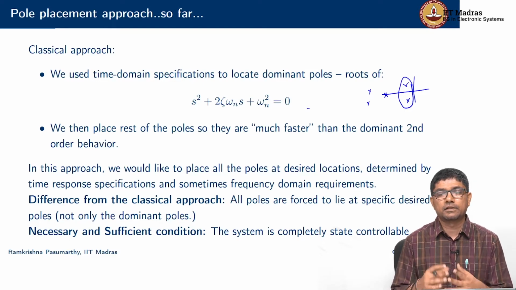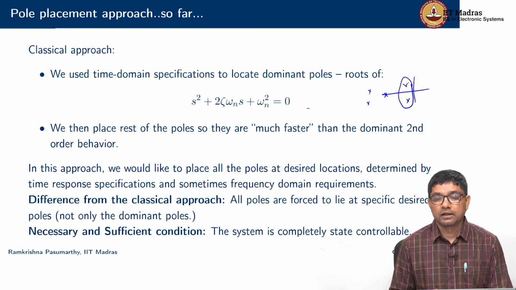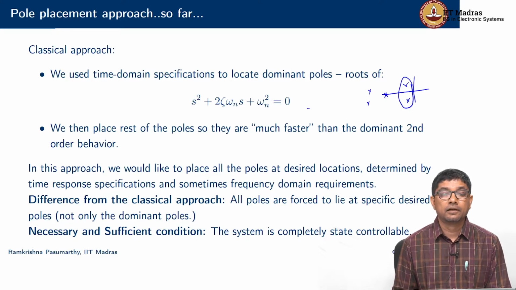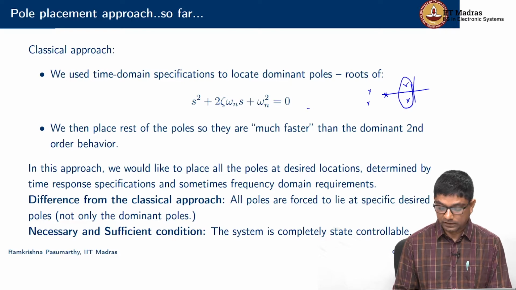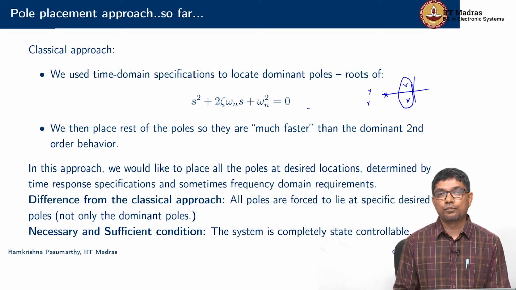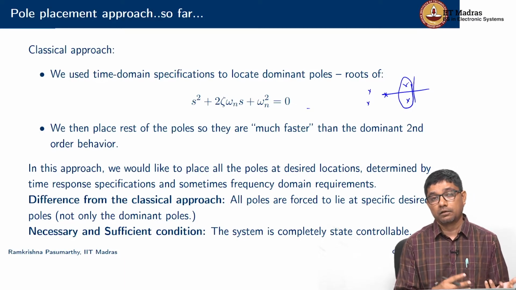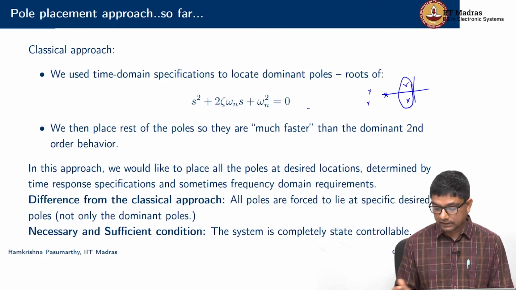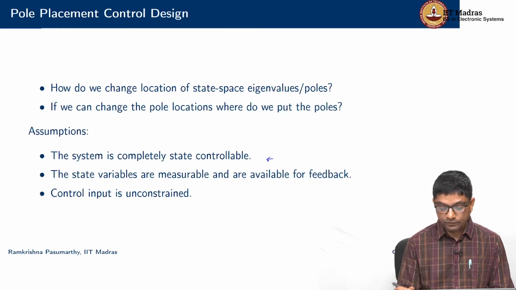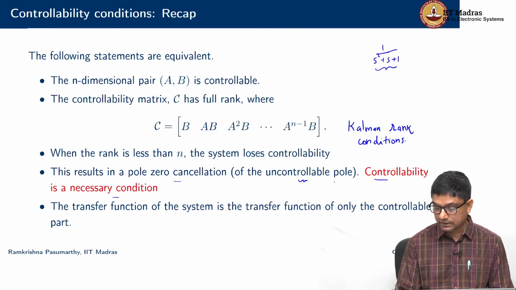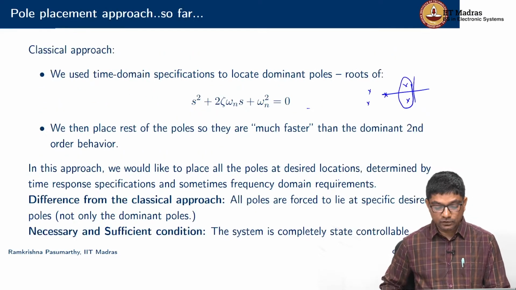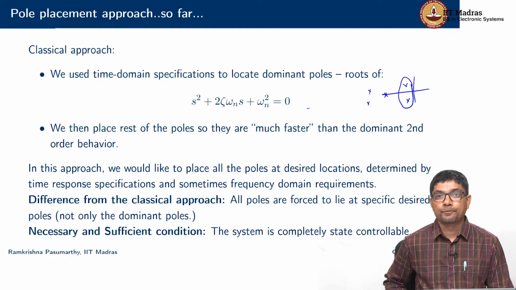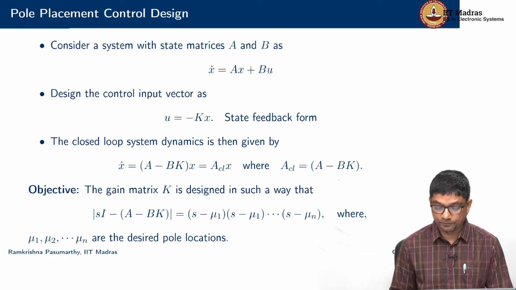So, we see how it is very straightforward to do this, and we do not necessarily need to stick to the dominant pole analysis. The only difference from the classical approach is that all poles are forced, or can be made to sit at desired locations, and the necessary and sufficient condition is that the system is completely controllable. We have seen why this is necessary from this little argument. We will slowly see why these conditions are also sufficient.